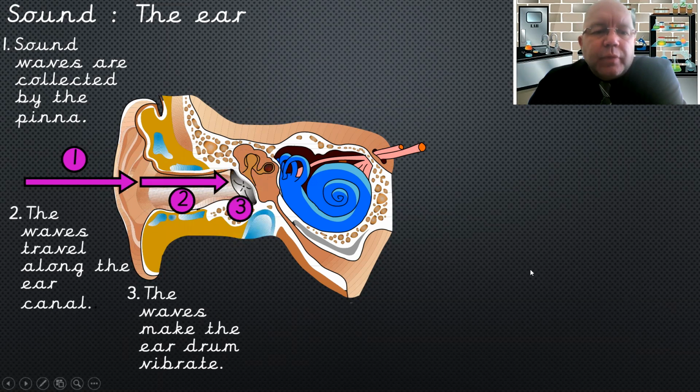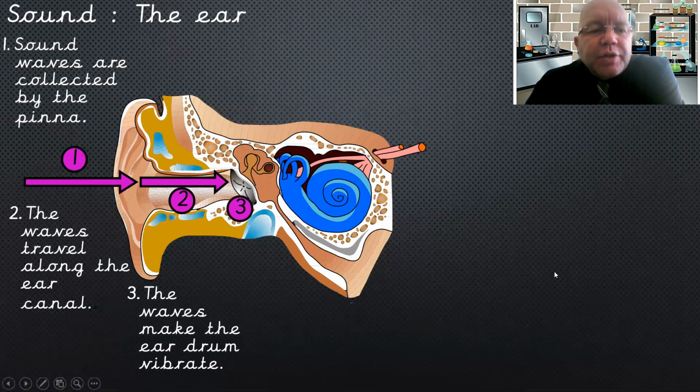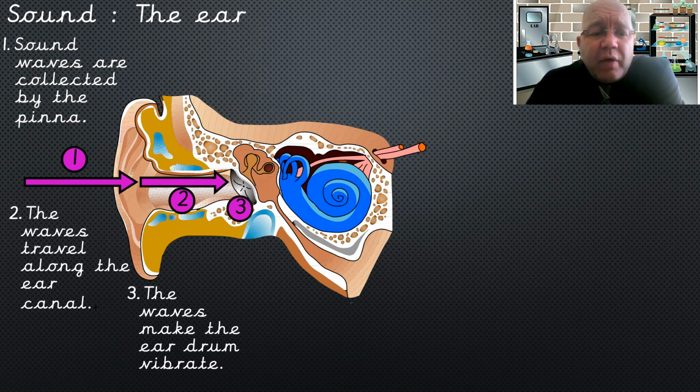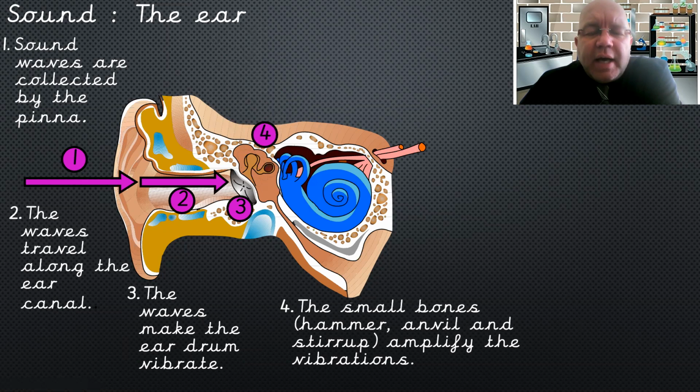Oops. Raise the head there a little bit, sorry. Two, the waves travel along the ear canal or the auditory canal, and they reach the eardrum. Now, remember, the eardrum is a really tight, thin piece of tissue that vibrates when the sound wave hits it. Immediately on the other side of the eardrum are the three tiny bones, the hammer, the anvil, and the stirrup. They bump against each other, and they actually amplify the vibrations.